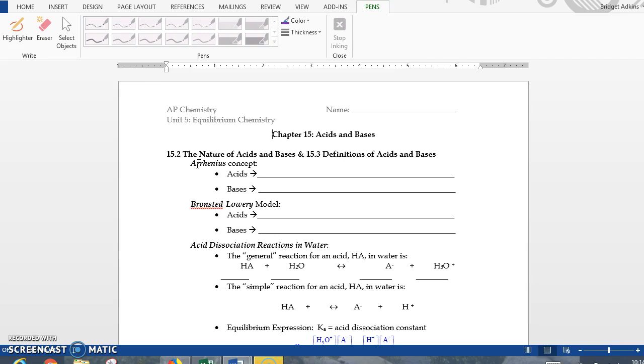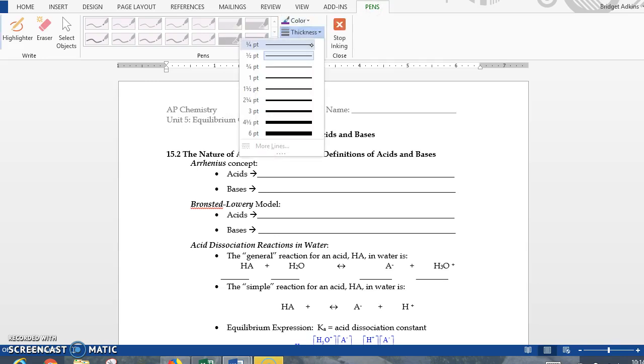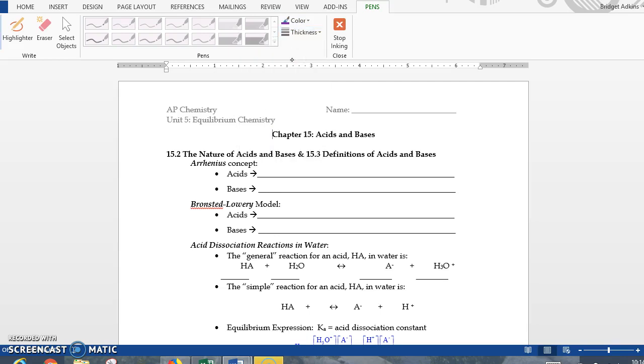So we have the Arrhenius definition of what an acid and base are, as well as the Bronsted-Lowry. Now there's also the Lewis acid-base theory, which we'll actually just talk briefly about at the very end of this chapter, but they have removed that from the AP curriculum. So an Arrhenius acid is any substance that increases the H plus in solution. So a substance that increases the concentration of H plus in solution.